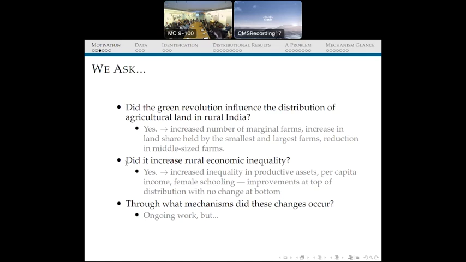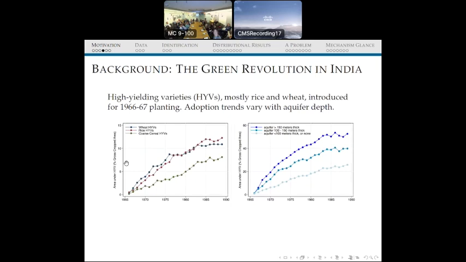I'll say more about this in the future, but there's a data problem here that I'm worried about proceeding too far without figuring out. High-yielding varieties in India were introduced for the 1966-67 planting season, and they were primarily rice and wheat varieties, as well as some coarse cereal varieties, like sorghum being other ones, but primarily rice and wheat.